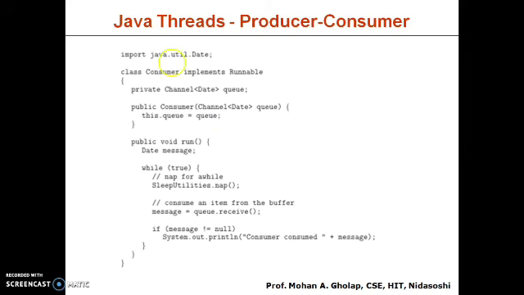So on the other side, we have the consumer. The consumer also implements the Runnable. After that, here we have the public Consumer constructor, this.queue equal to queue. So after that, again the run method here. So date message, while true, again the same, that is nap, after that message, and that will be displayed.